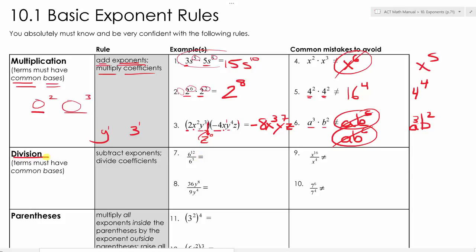In terms of division, again, the terms have to have common bases. They have to have the same base. And if they do, you subtract the exponents. Remember, up here in multiplication, we were adding exponents. In division, we're subtracting exponents and we're dividing the coefficients.